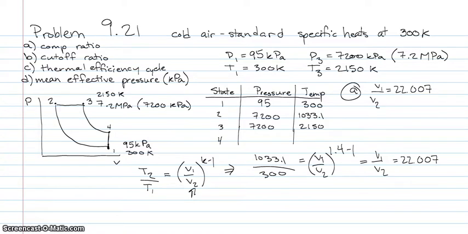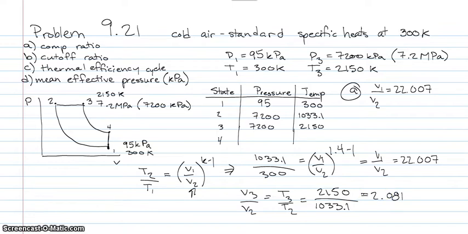Alright, part B is wanting the cutoff ratio, and to solve for that, we can do the volume at state 3 over the volume at state 2 equals the temperature at state 3 over the temperature at state 2. Plugging in the temperatures we've solved for, we have 2,150 Kelvin given over the 1,033.1 Kelvin, which we solved for a minute ago, giving the cutoff ratio to be 2.081. That step was pretty easy.